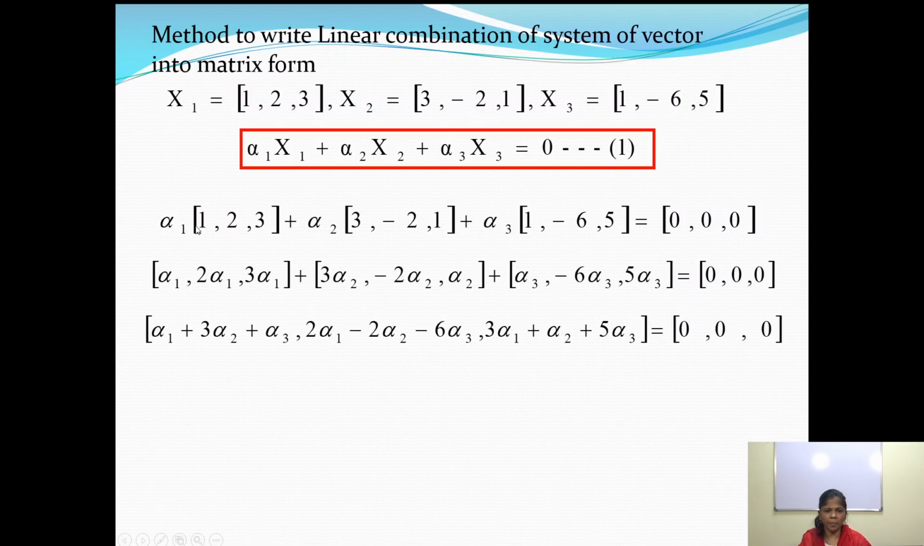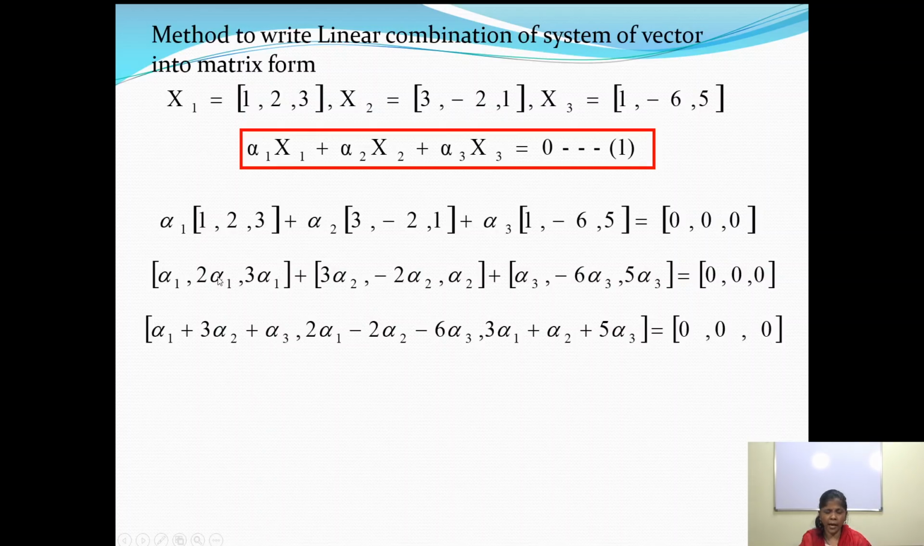What we do here is multiply each element of the vector by these scalars. So it will be alpha 1 into 1, alpha 1, then 2 into alpha 1, 2 alpha 1, 3 into alpha 1. Like this we multiply each component of the vector by the scalars, and we get such expressions. Now we find the addition of the three vectors. How to add three vectors? We add their corresponding components. So we add the first component of each vector, and we have alpha 1 plus 3 alpha 2 plus alpha 3.